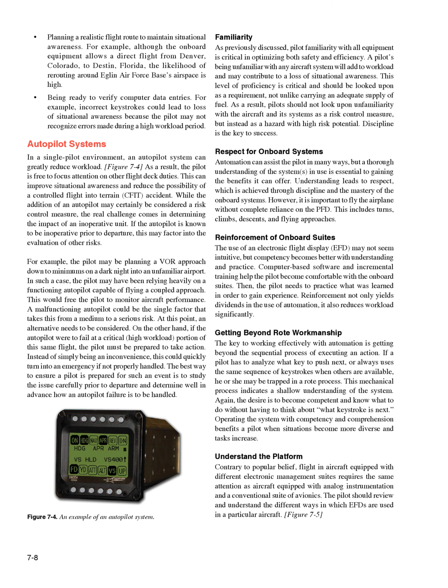Getting beyond rote workmanship. The key to working effectively with automation is getting beyond the sequential process of executing an action. If a pilot has to analyze what key to push next, or always uses the same sequence of keystrokes when others are available, he or she may be trapped in a rote process. This mechanical process indicates a shallow understanding of the system. Again, the desire is to become competent and know what to do without having to think about what keystroke is next. Operating the system with competency and comprehension benefits a pilot when situations become more diverse and tasks increase.